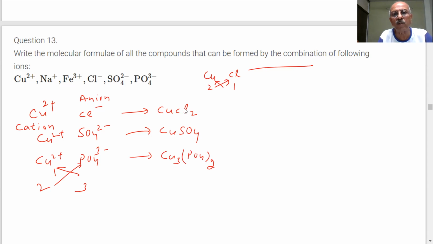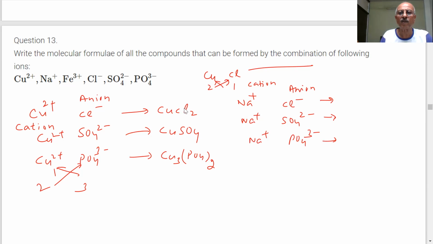Now instead of copper, you use a sodium ion. This is my cation, student, and the anion is Cl minus. Sodium plus, then you will use SO4 2 minus, then sodium plus, you will use PO4 3 minus. Write the formulas.